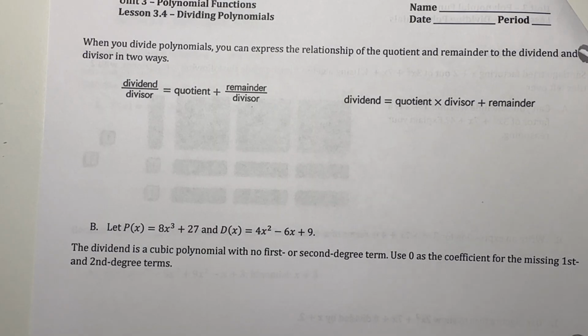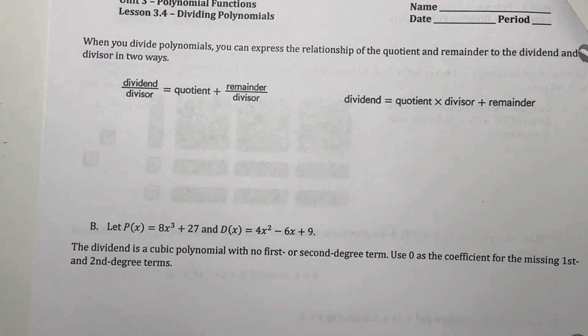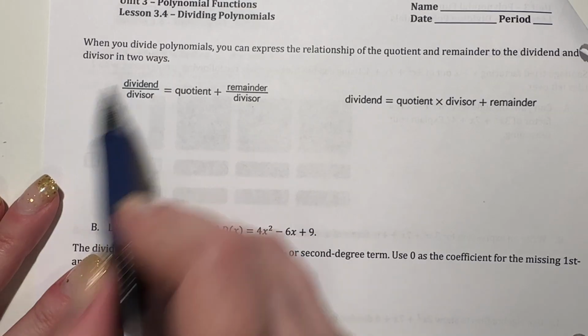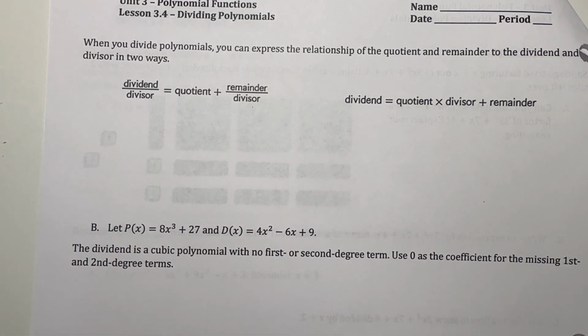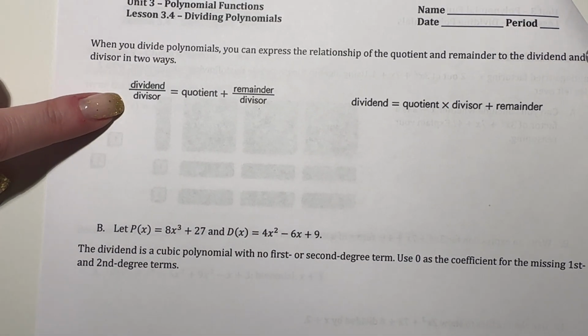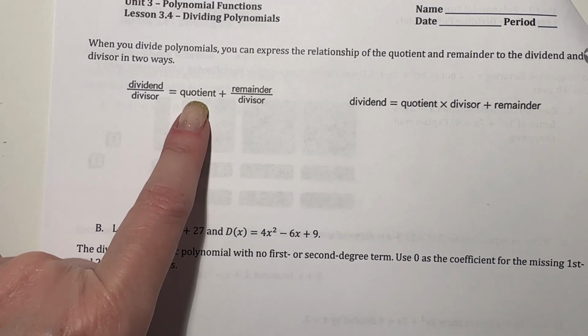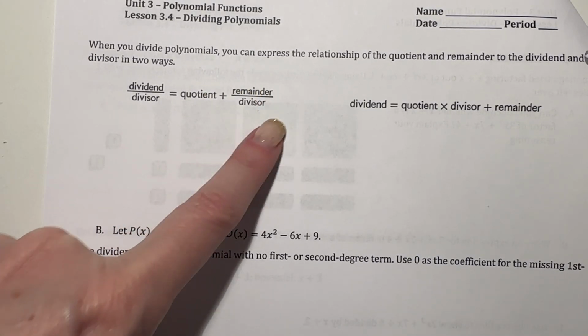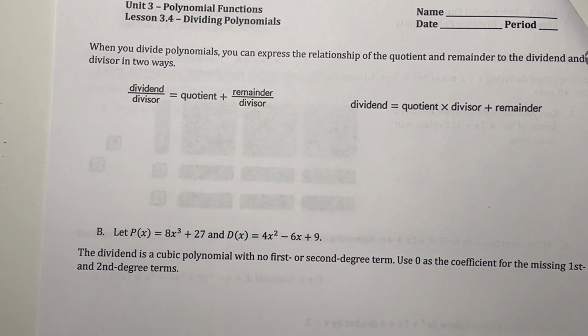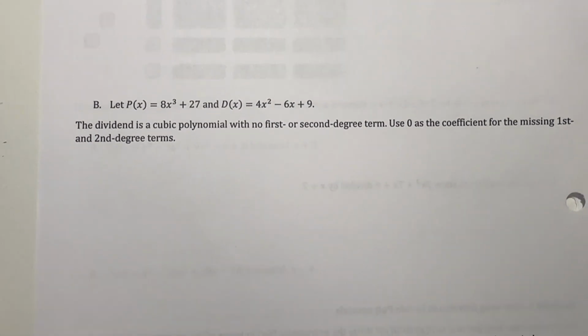Okay, so let's just be really clear. I'm not testing you on this vocabulary. If you happen to know that vocabulary, fantastic. The dividend is the original item that you divide. The divisor, of course, is what you divide by. This is your answer, and if you have a remainder, you write it that way. Okay? Let's try another problem.